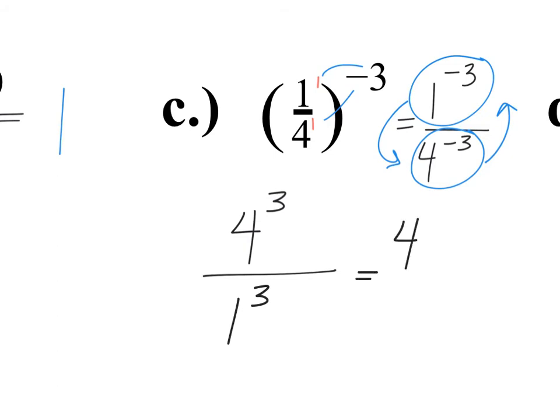So that basically goes away. Your final answer is this. 4 to the 3rd. Do you not simplify that? No, I don't want you to evaluate it because there's no variables.